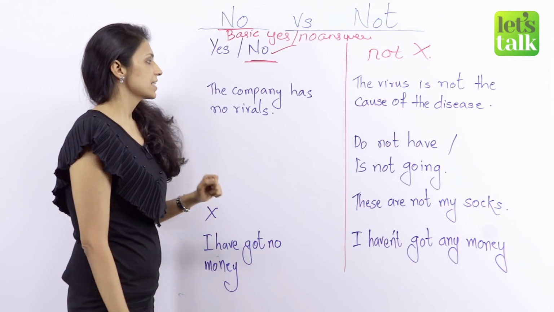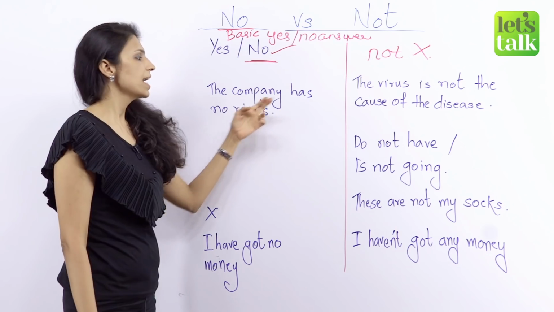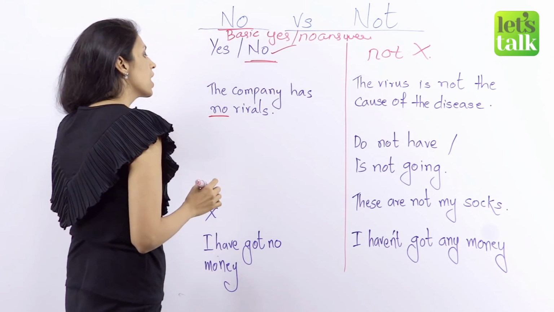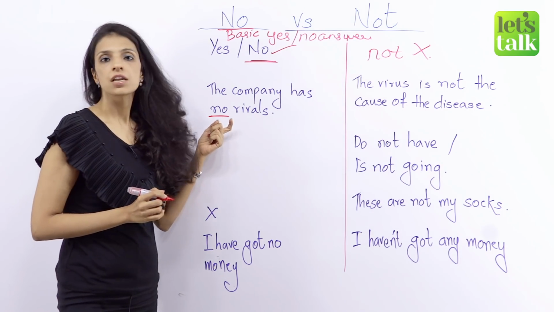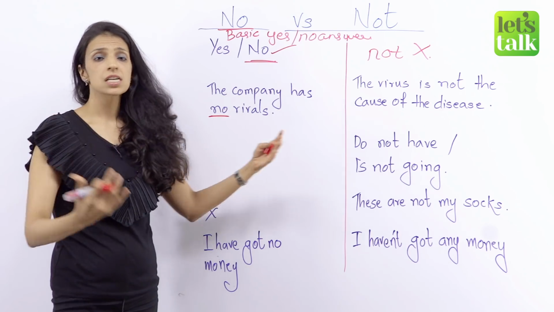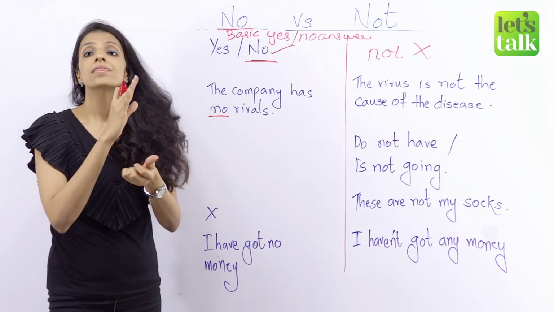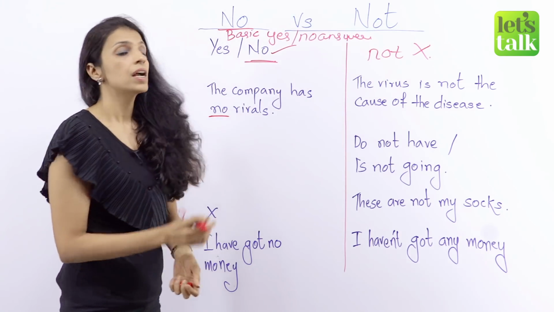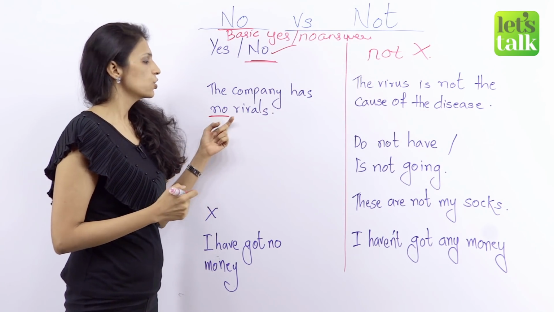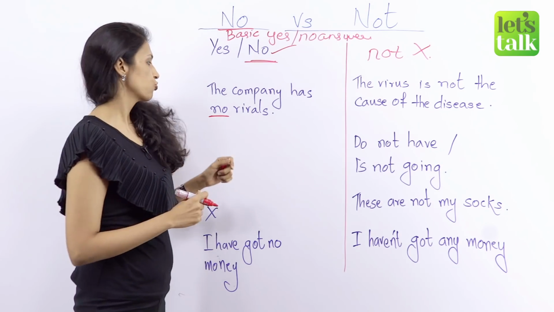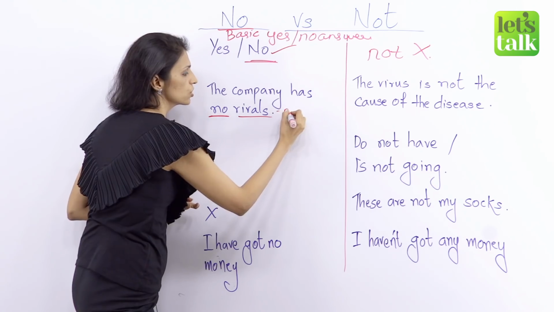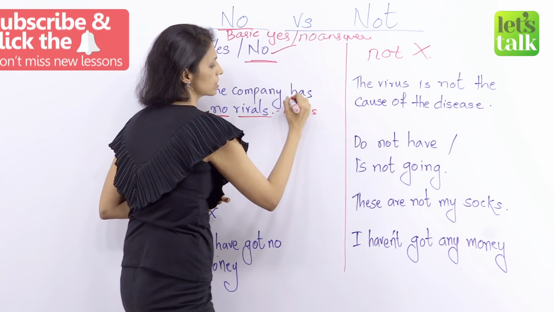Alright. The second sentence says the company has no rivals. Now if you see, my negative expression no comes before a noun, rivals, many rivals, without an article. An article is a and the. So the company has no the rivals? Wrong. So use no before nouns without an article.